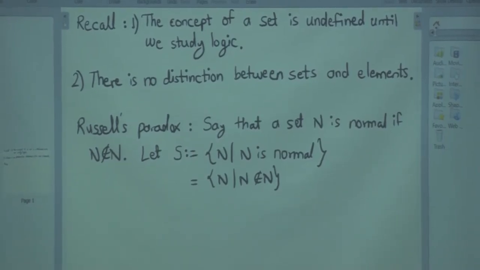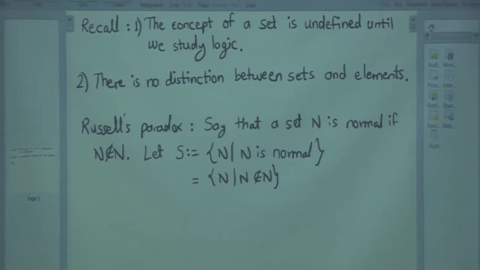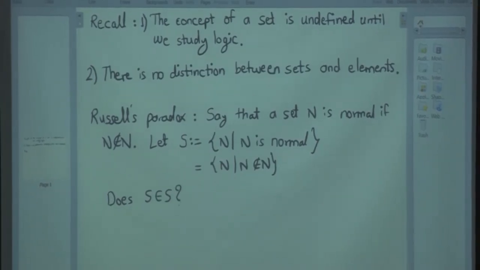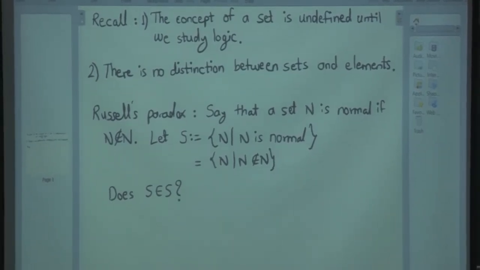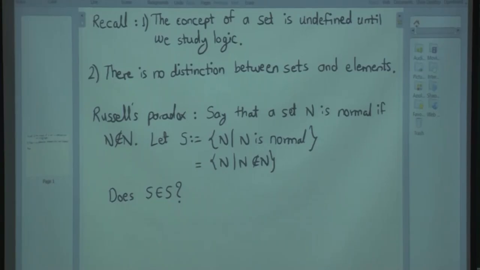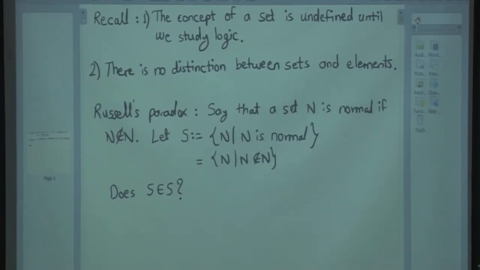Now this is a kind of reformulation of the barber's paradox. Now the question is, does S belong to S? What are you saying? Yes or no? It's a paradox. If it belongs, then it should not belong. Correct. If S belongs to S, then by the defining property, S is not normal, so S shouldn't belong to S. On the other hand, if S doesn't belong to S, if S is normal, then it should belong to S, so that S fails to be normal.